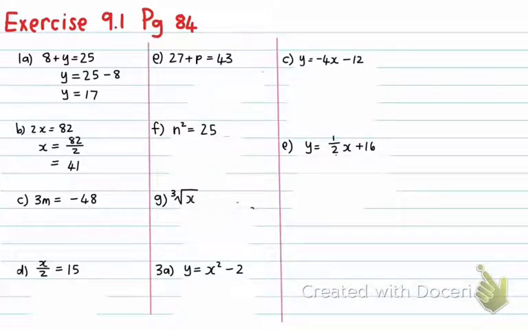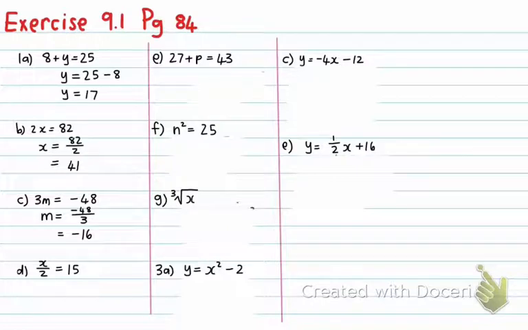The same here in question C. We have 3m is equal to negative 48. And like I just said, 3m means 3 times m. So to get that 3 on the left-hand side, if I want to take it to the right-hand side, then I have to divide with 3. So I'm going to say negative 48 divided by 3. And remember, a negative divided by a positive is going to give me a negative answer. And 48 divided by 3 is then 16. So my answer is negative 16.